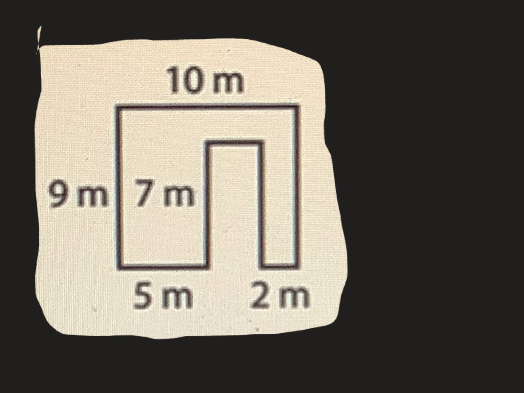All right, so let's say we have a picture that looks somewhat like this. So we need to find the area of this figure. The best way to do this is going to be to break it up into rectangles. So we know that the top is 10. We know that this side is 9. This piece is 7. This piece is 5. And this piece is 2.